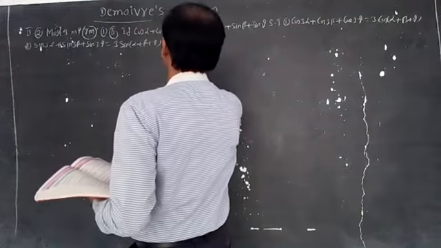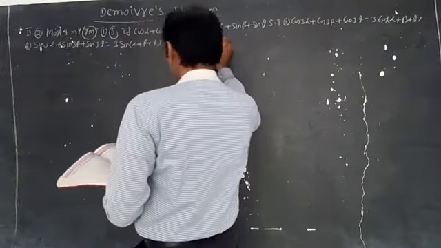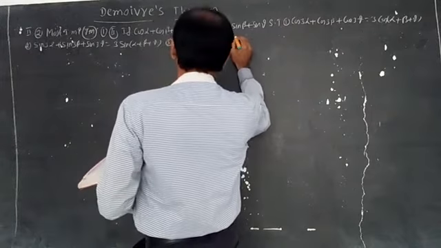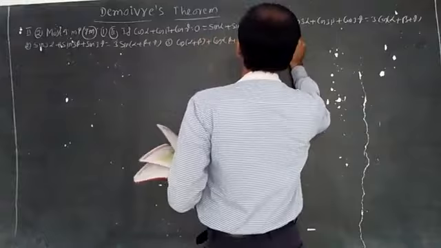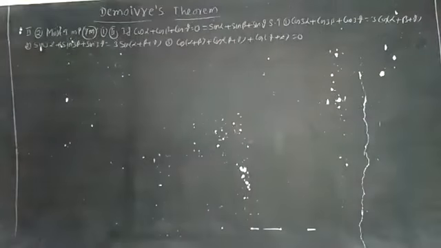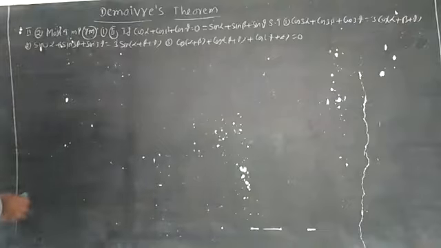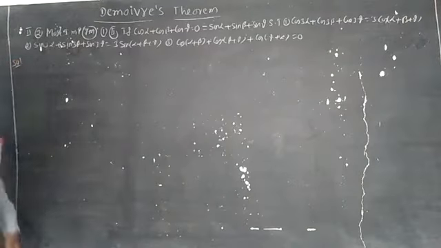This is the synopsis of objective. Third bit: cos of alpha plus beta plus cos of beta plus gamma plus cos of gamma plus alpha equal to 0. This is the question. Let us see the solution.